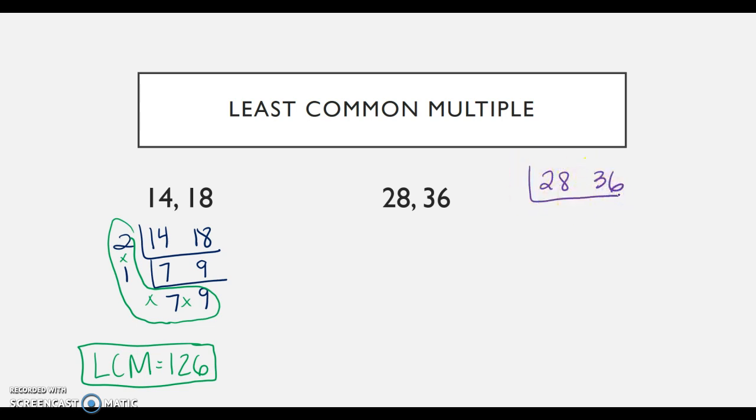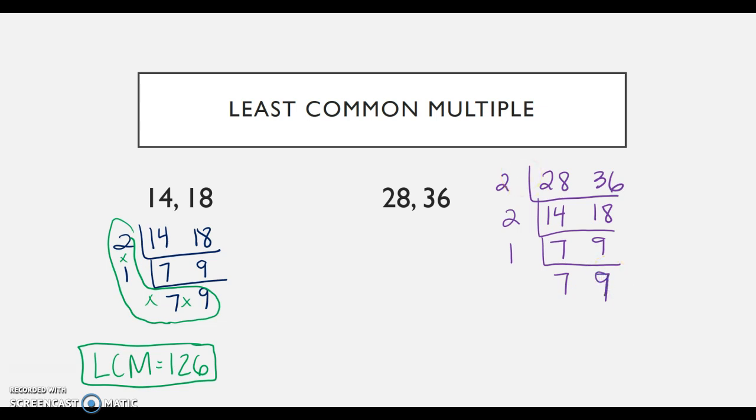They're both even, so I'm going to divide them both by 2. And I get 14 and 18. Now this one looks pretty familiar because if you look at the original problem, we've got 14 and 18 again. So I'm going to divide by 2 since they're even, 7 and 9. The only thing that 7 and 9 share, factor-wise, would be a 1. Oops, so make that a 9.